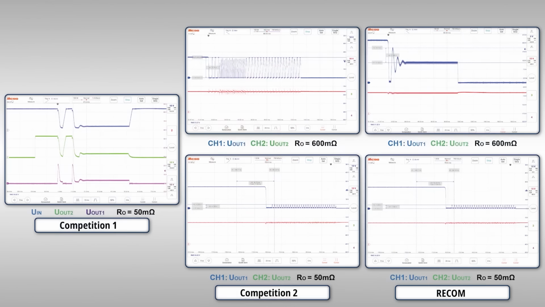Yes. We have competition, let's say competitor 1. This short circuit situation affected all other channels. Wow. So it propagated through the whole outputs.